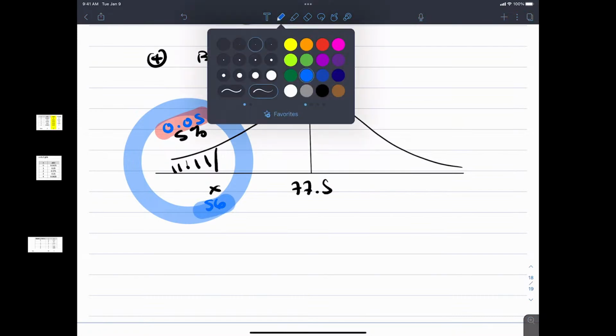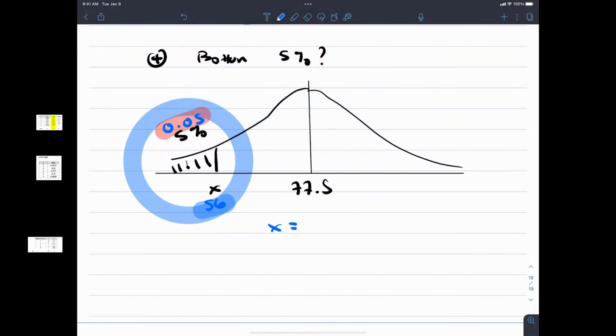So if you're 56 or less, by the way, anybody that lives in Hawaii and your lifespan is no more than 56, you're in the bottom 5% of lifespans. That's the age, 56 years. So some of your homework questions are just like that.